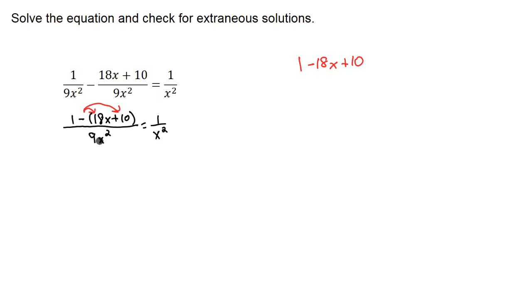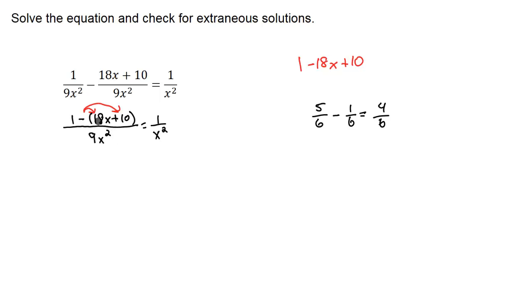We also keep that 9x squared down in the bottom because think of if you had, let's say, 5/6 and you subtract 1/6 from that. Well, that's going to give us 4/6. We don't actually subtract the denominators at all. We keep that the same, so we're going to keep this 9x squared the same here.